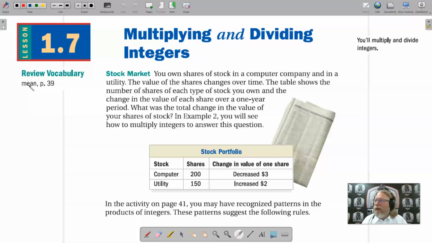Our vocabulary here, and they do say it's review vocabulary, so apparently you've come across this word before, but the word is mean. We'll get to that later in the lesson.